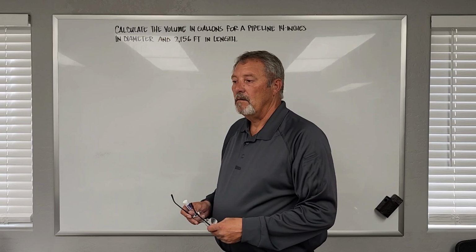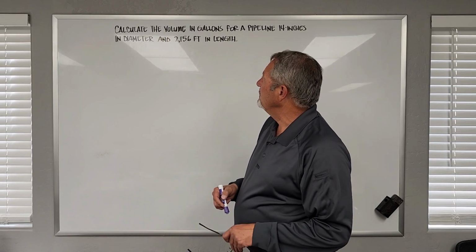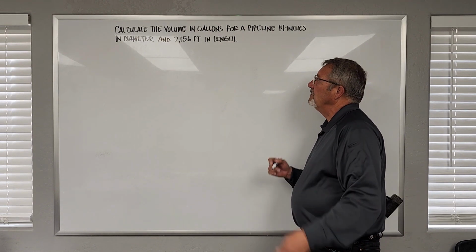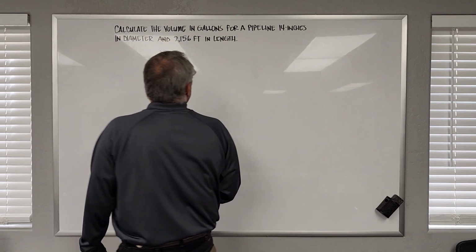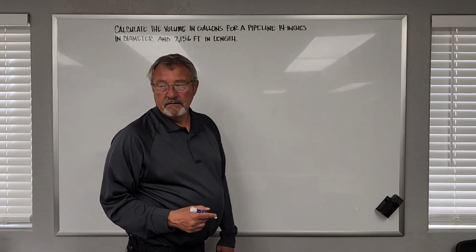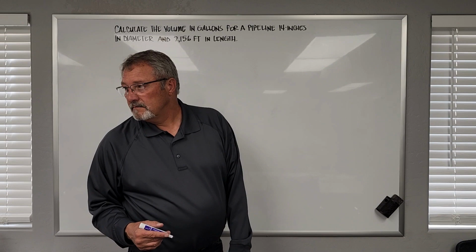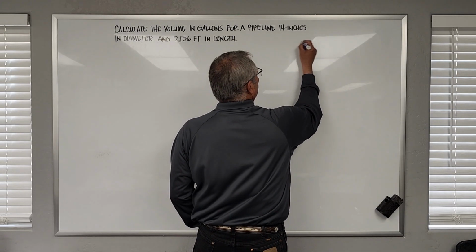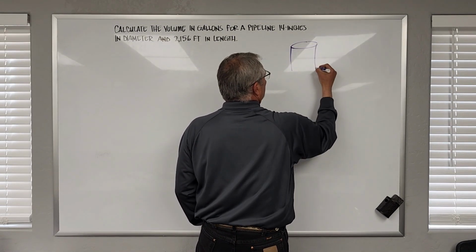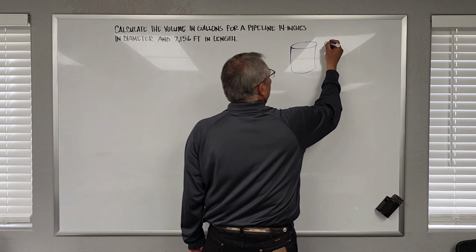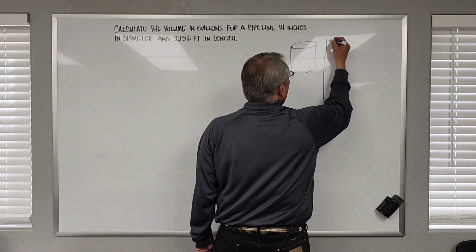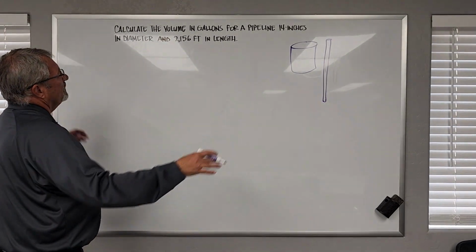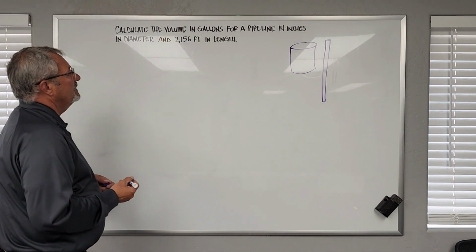So, with that said, calculate the volume in gallons for a pipeline 14 inches in diameter and 2,156 feet in length. So a pipeline, what is a pipeline? What shape is it? Cylinder. It's a cylinder. It's like a long straw, right? So we know we're dealing with something cylindrical. Now that's a ground storage tank, and a pipeline is much more like a straw, right? And we're going to lay this thing on the ground. It's 2,156 feet in length.